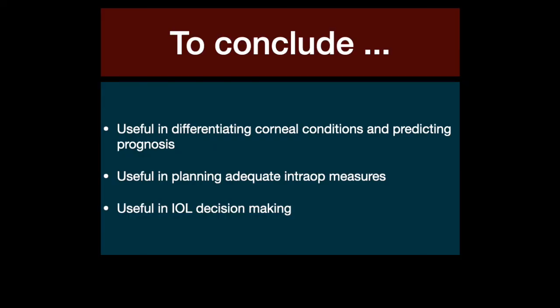So to conclude, specular microscopy is an important tool in differentiating corneal conditions and predicting prognosis. It is useful in planning adequate intraoperative measures, and it is useful in IOL decision making, like avoiding multifocal IOLs in patients who have features of Fuchs endothelial dystrophy.